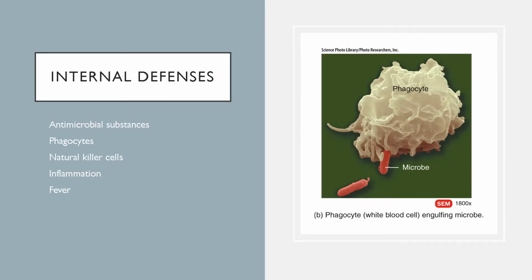The second line of defense, if pathogens get past that first line of mechanical and chemical barriers, is the internal defense. So this second line of defense includes internal antimicrobial proteins, phagocytes, natural killer cells, and even inflammation and fever are included in our innate internal defense.